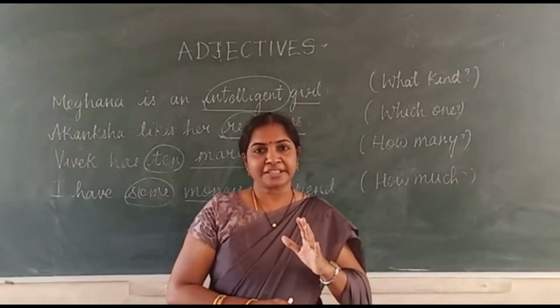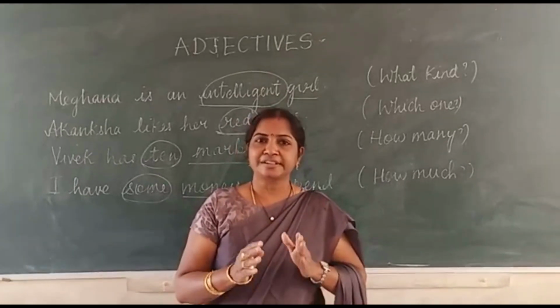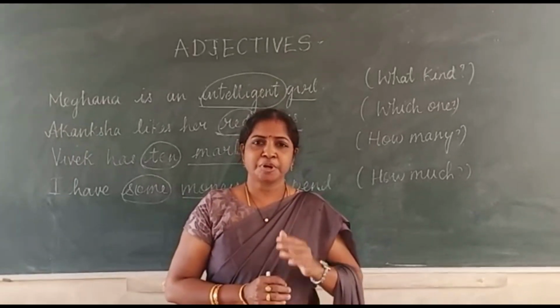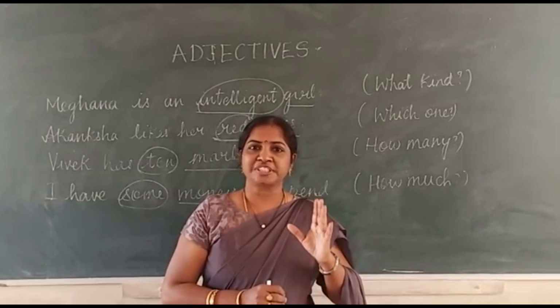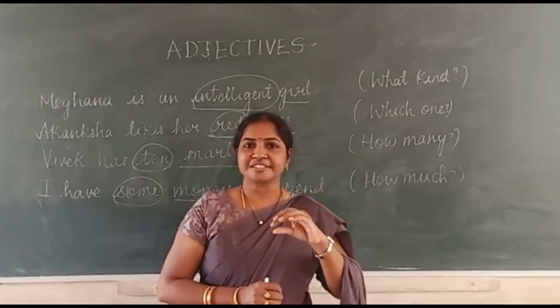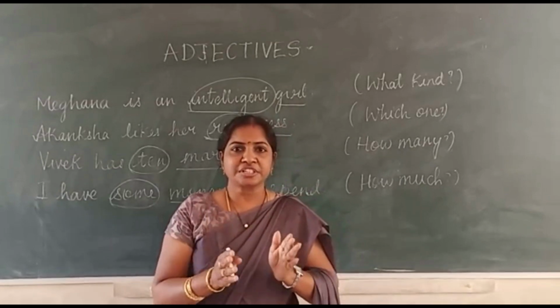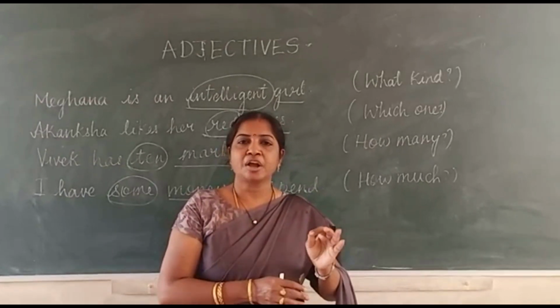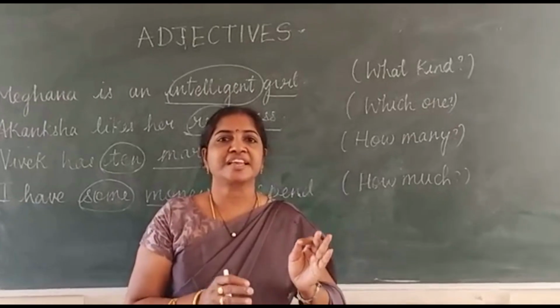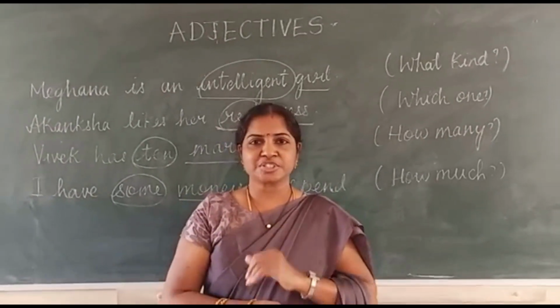Let me give you another example to give a clear idea of an adjective. Prabhudeva is a skillful dancer. So here dancer is a noun and skillful is the adjective which is describing him, like what kind of a dancer he is. Yes, I hope you understood.